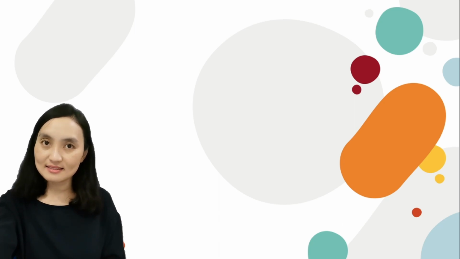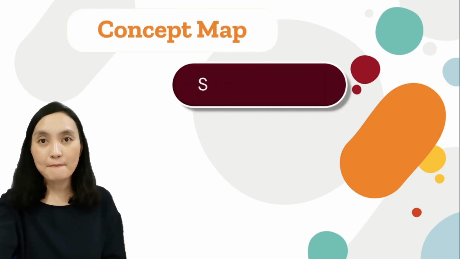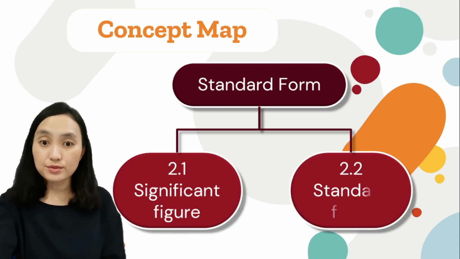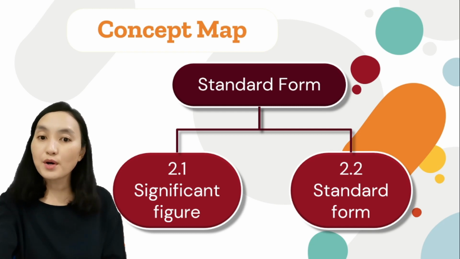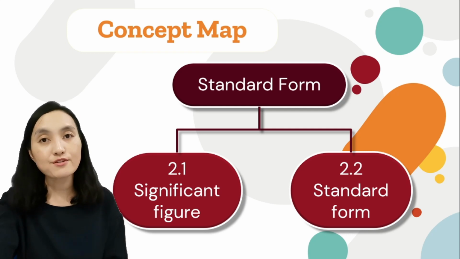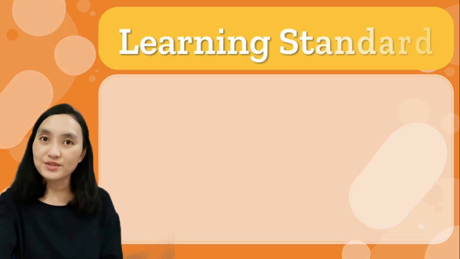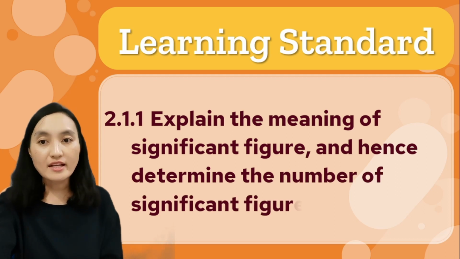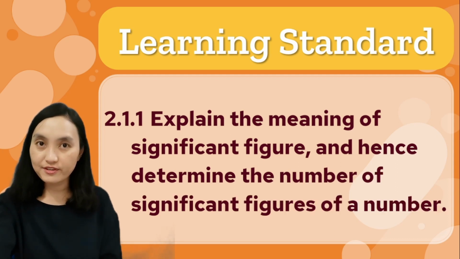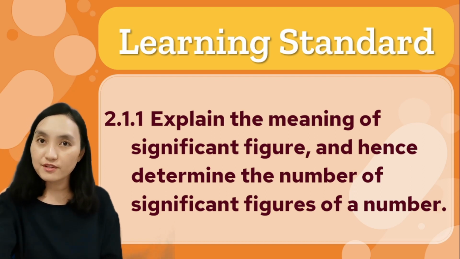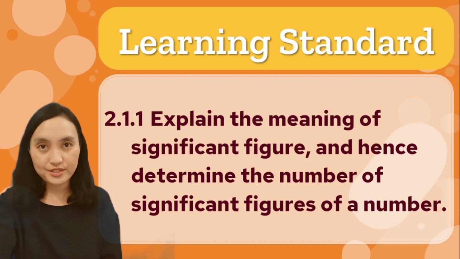Before we start the lesson, let's look at the concept map. In this chapter, Standard Form, we have two learning standards: 2.1 is significant figure and 2.2 is standard form. In this video, we are going to discuss 2.1.1. Explain the meaning of significant figure and hence determine the number of significant figures of a number.